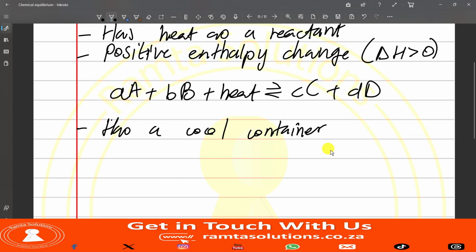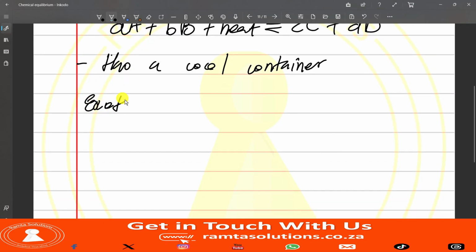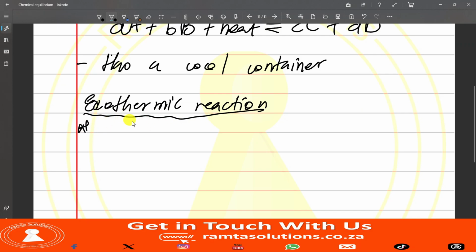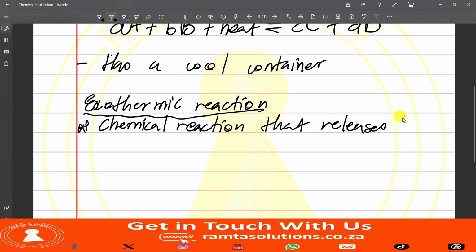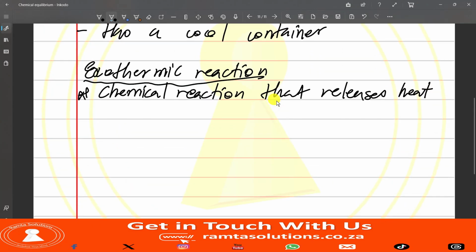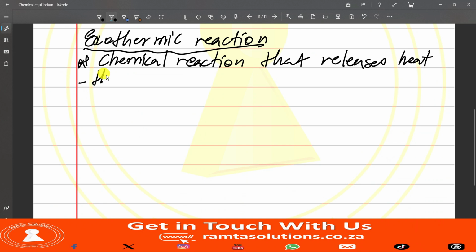Now, let's look at the exothermic reaction. An exothermic reaction is a chemical reaction that releases heat, and it has heat as a product.